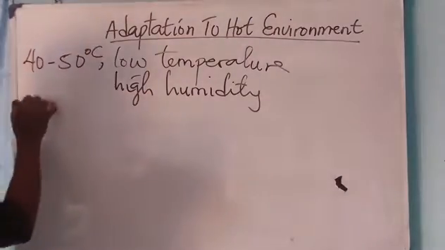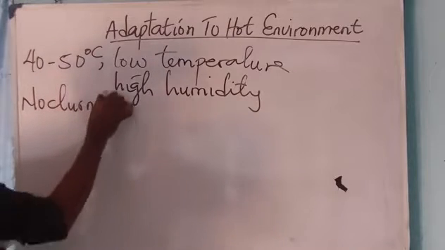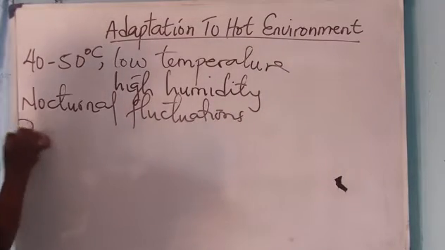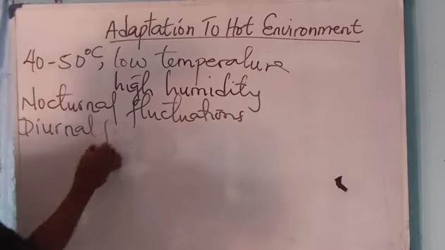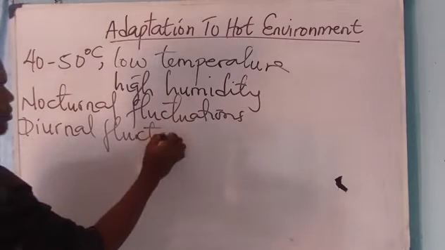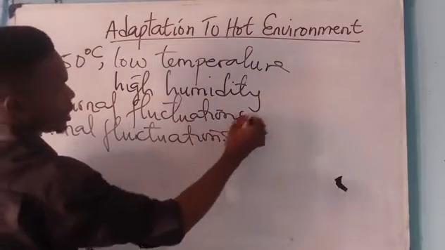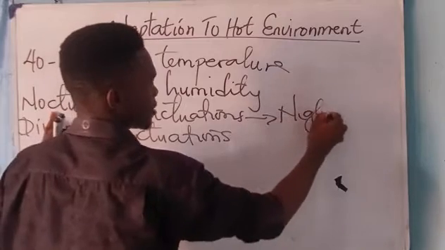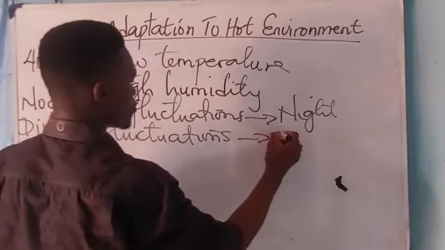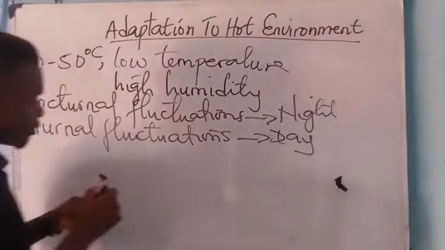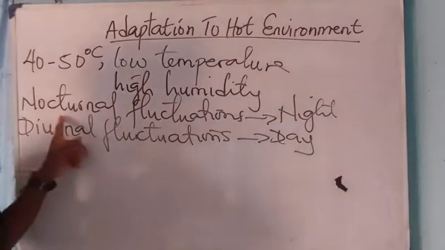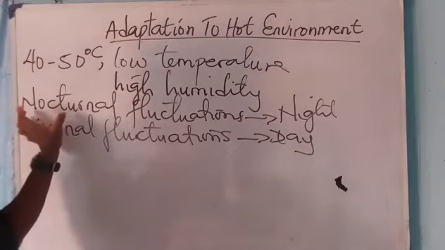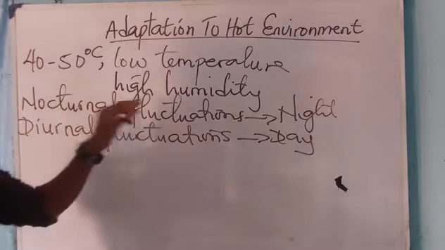Now we have nocturnal fluctuations, and we have diurnal fluctuations. Now this nocturnal means the fluctuations that happen at nights. This one is the one that happens during the day. Which means that the temperature at nights is usually lower than the temperature of the day, which means that when the temperature at night is low, it means that there's high humidity.